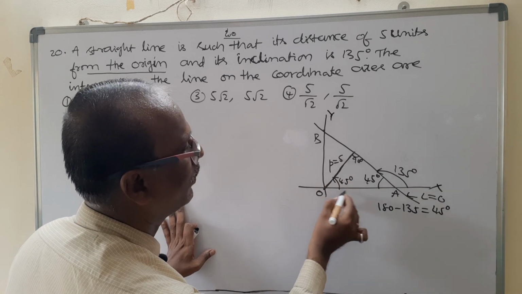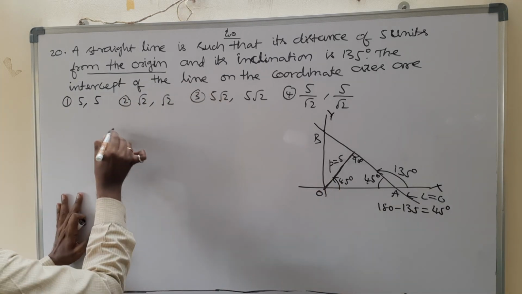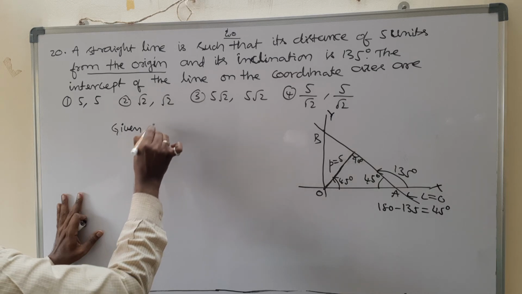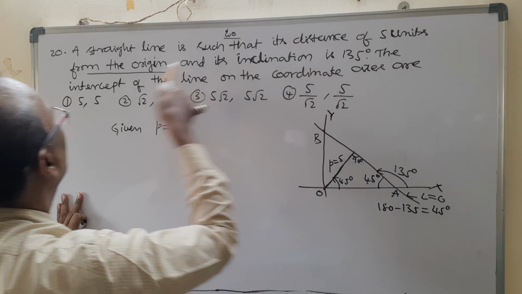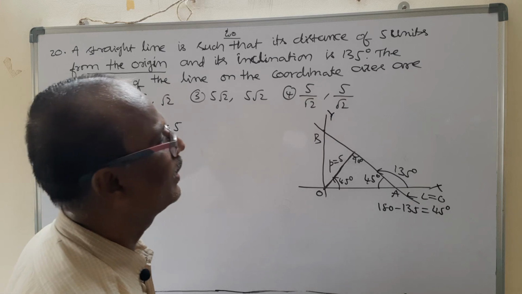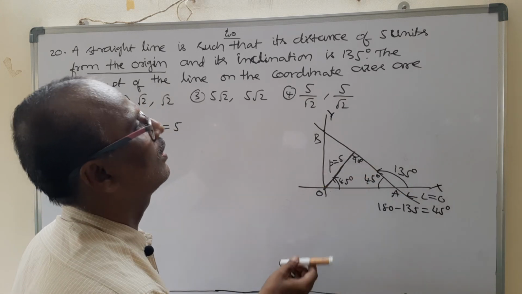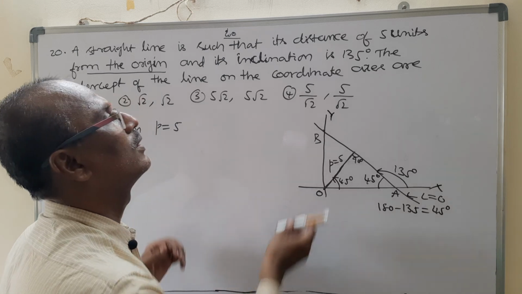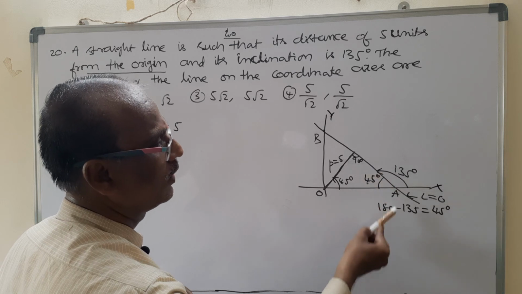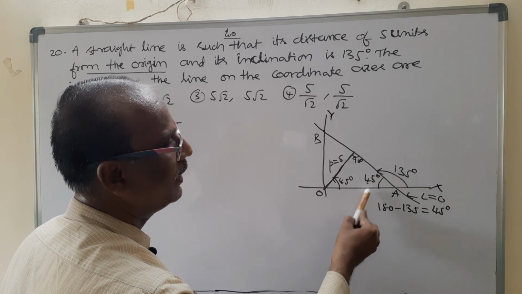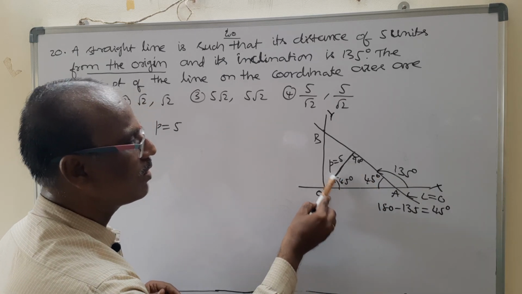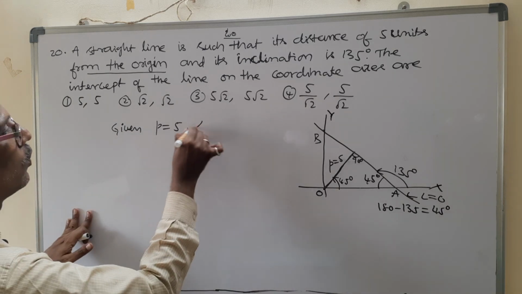To calculate the alpha value here, P is equal to 5, the distance from the origin to the line, and its inclination 135 degrees is the angle with the x-axis. Here this much angle is the total angle 180 minus 135, 45 degrees. With 90 and 45, this angle is 45 degrees. This is alpha. Alpha equal to 45 degrees.